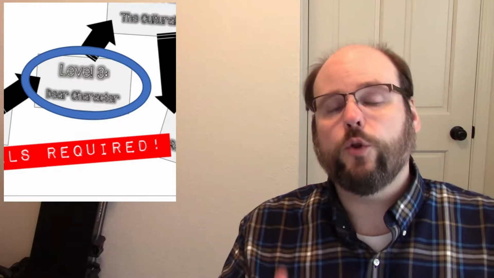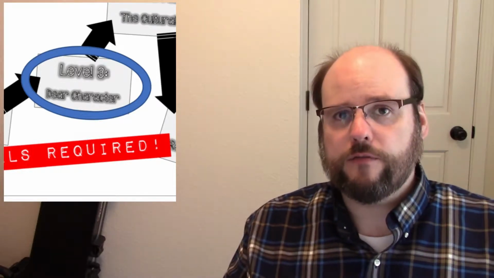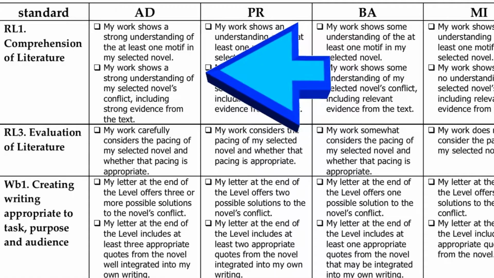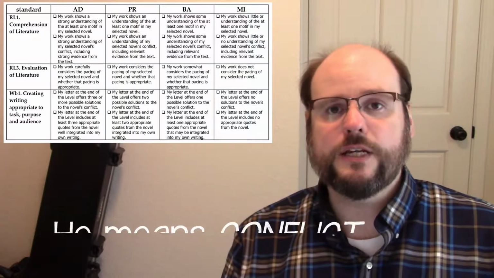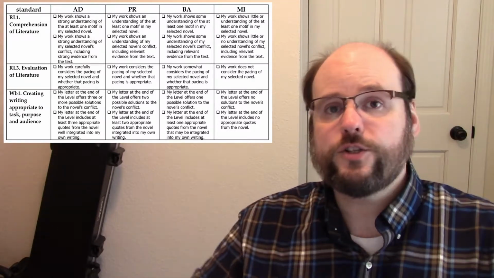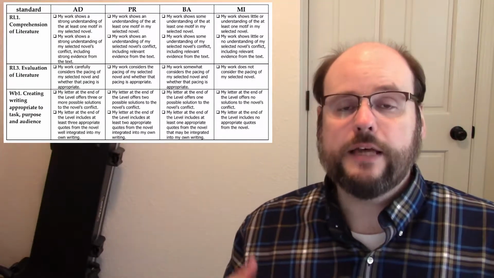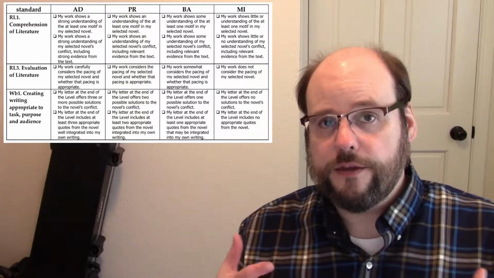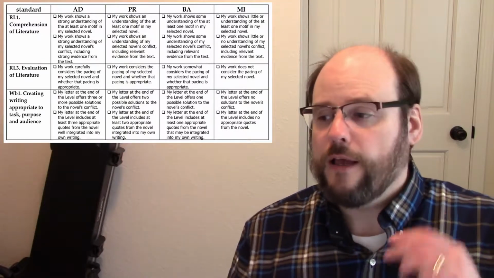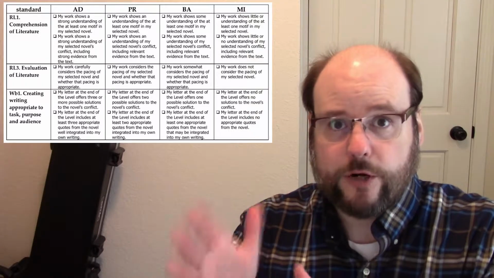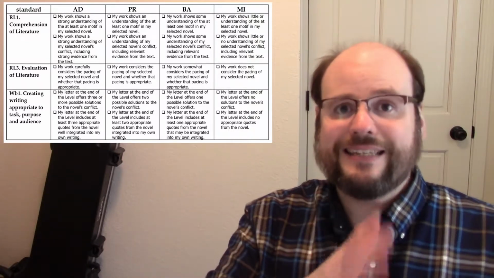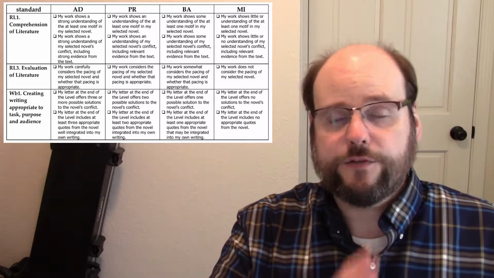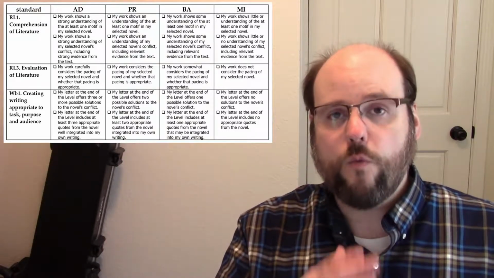Let's actually take a look at the rubric for this level so that you can see what I'm talking about. The first standard is comprehension of literature. And what you're going to see in particular, the second bullet point here, is that you have to show a strong understanding of the novel's theme. Now, there are some questions along the way in this level to help you identify and narrow down the conflict of that novel. But your protagonist is going to be running up against something that is keeping that protagonist from getting what he or she really wants.